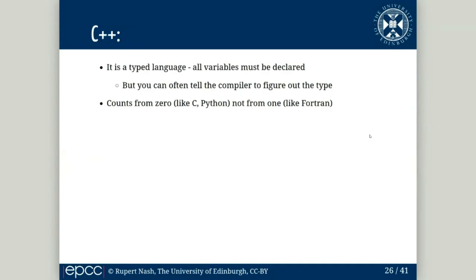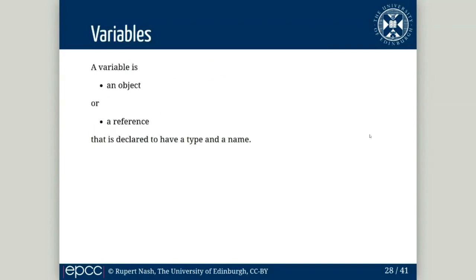Okay, C++ is a typed language, so all variables must be declared. Generally, you would give it the type, but you can ask the compiler to figure it out. It also counts from zero, like C or Python, as one would expect, since it's based on C. Unlike Fortran, where it counts from one.